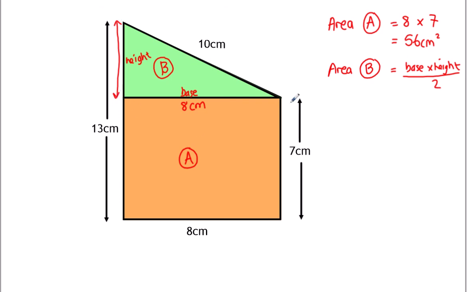But I do know that the orange bit is 7. So if I put a 7 by there, to work out the height of the green triangle, it's the difference between 13 and 7, which is 6. 13 take away 7 is 6. So to work out the area of the triangle, its base, which is 8, times height, which is 6, which is 48, divided by 2 is 24 centimeters squared.